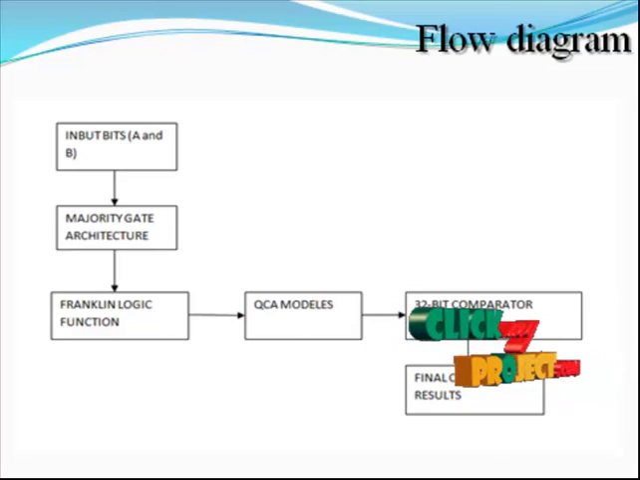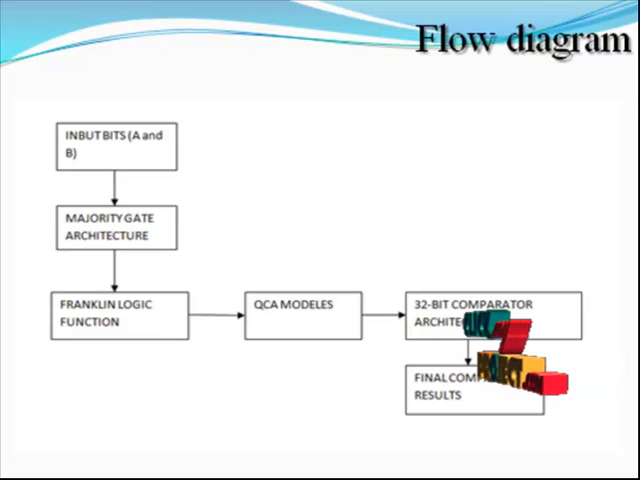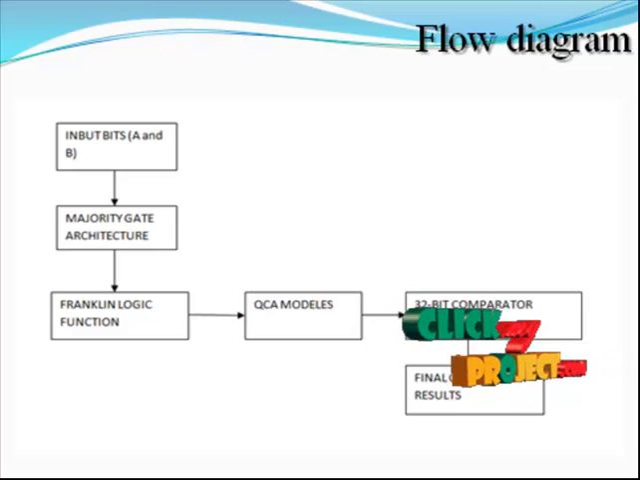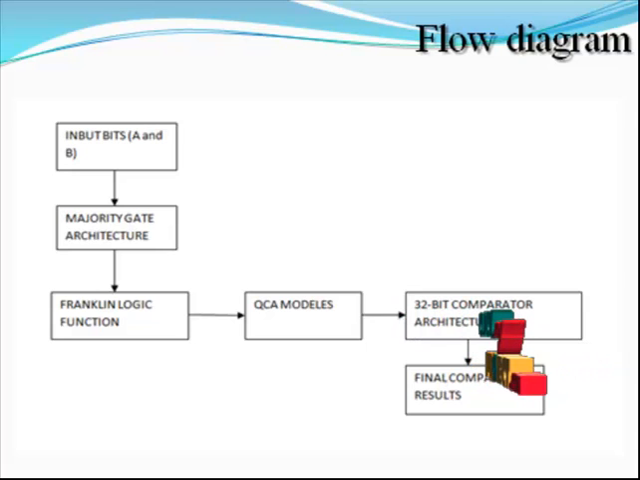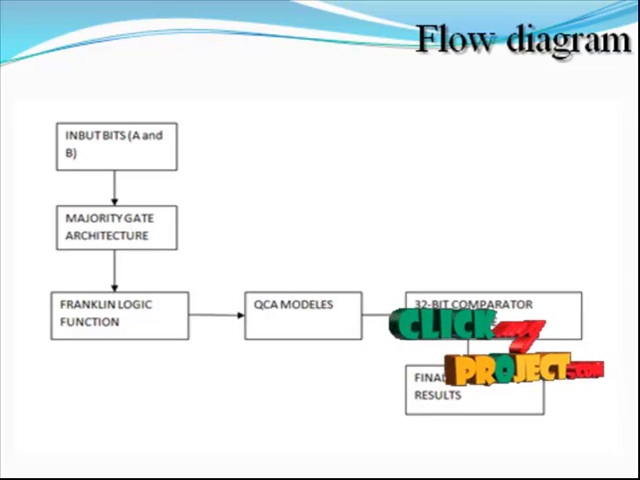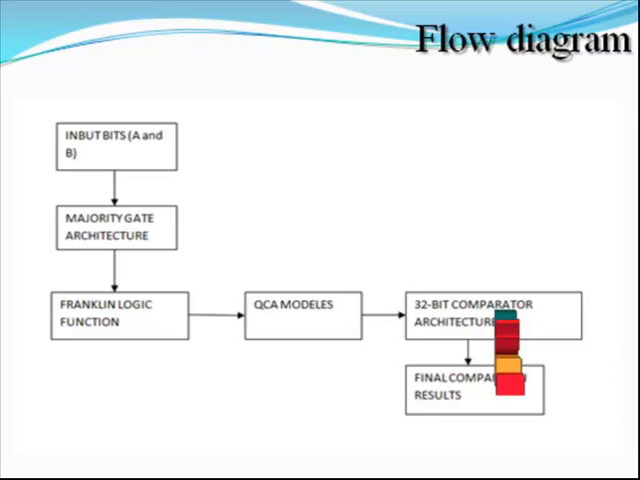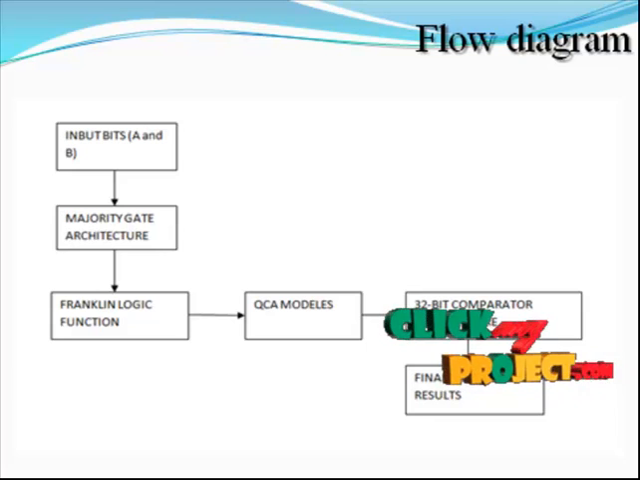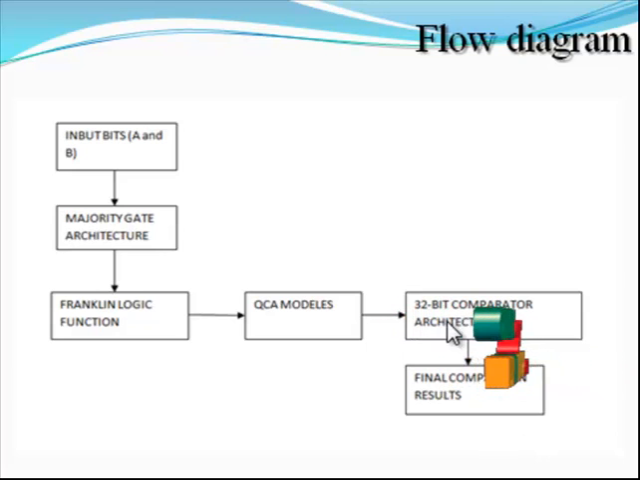The 32-bit comparator is designed so that this architecture finds the correct comparison results for any type of application. This architecture consists of many QCA modules and contains 85 majority gates in the overall comparator architecture. This modification process mainly focuses on the 32-bit comparator architecture.